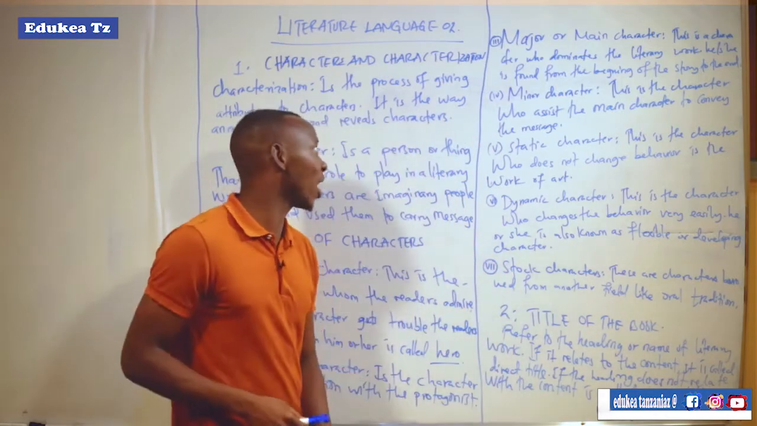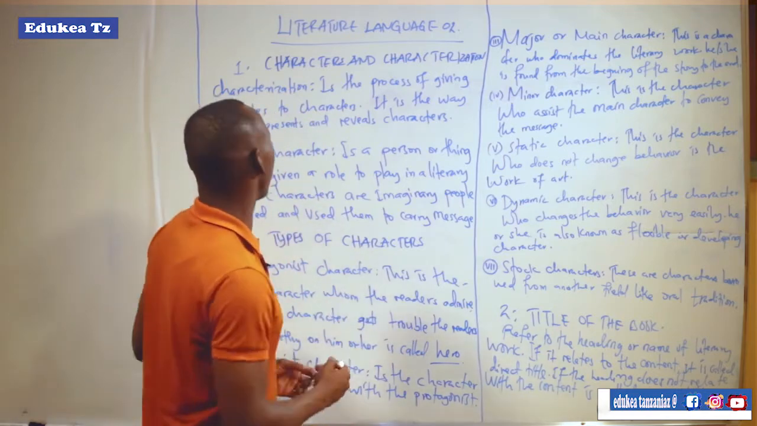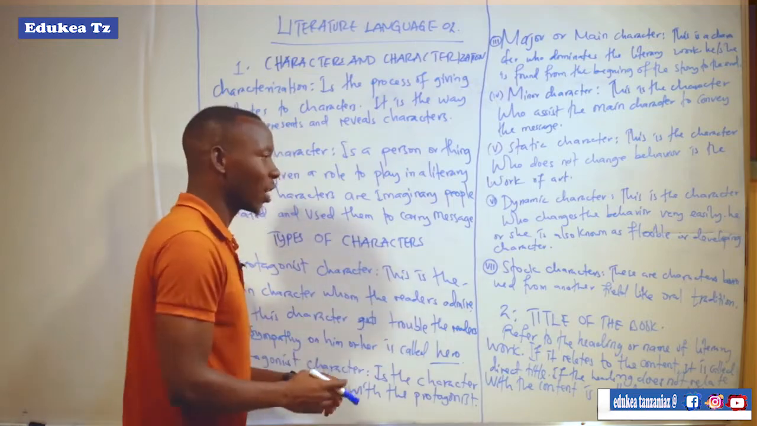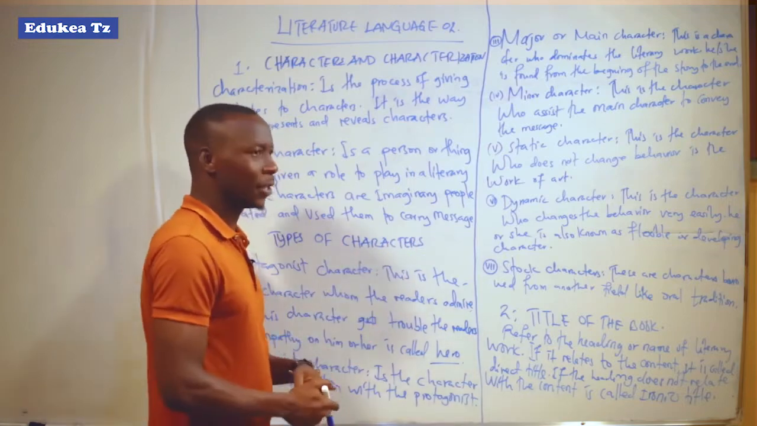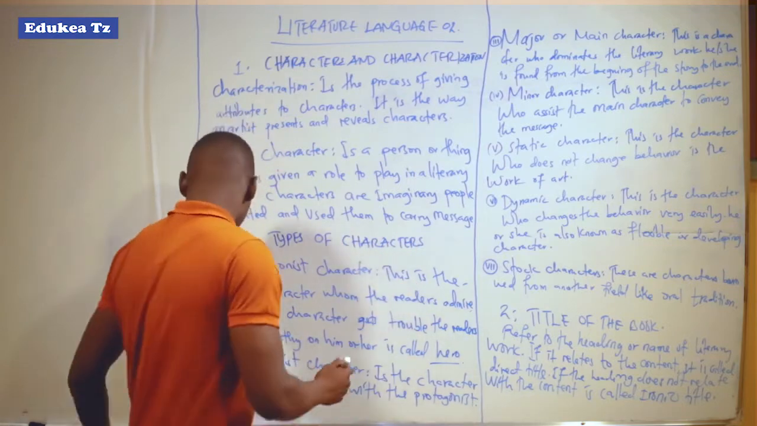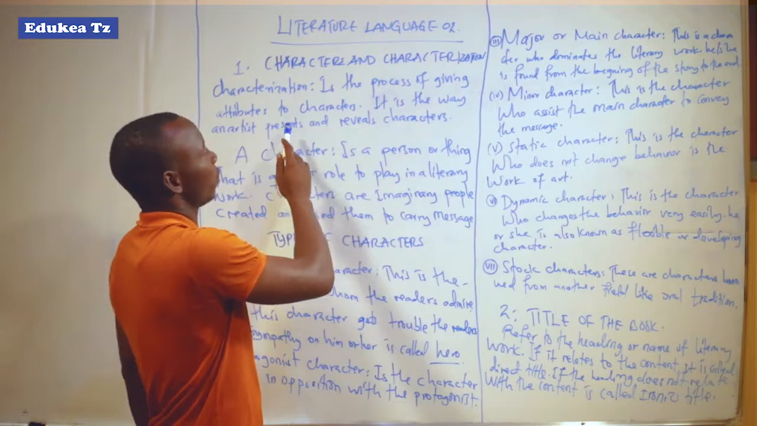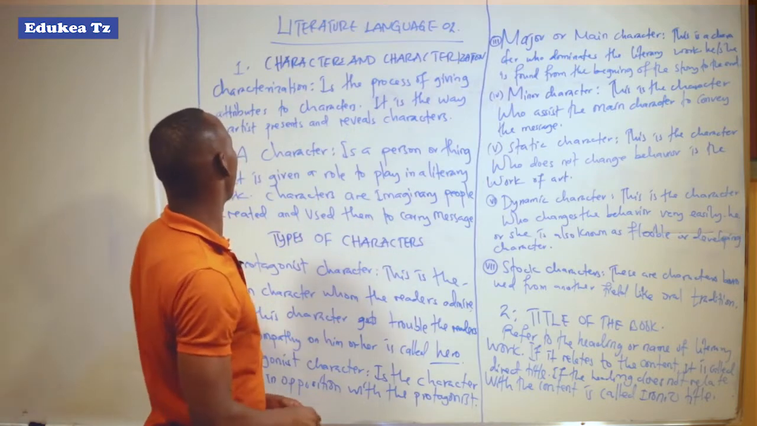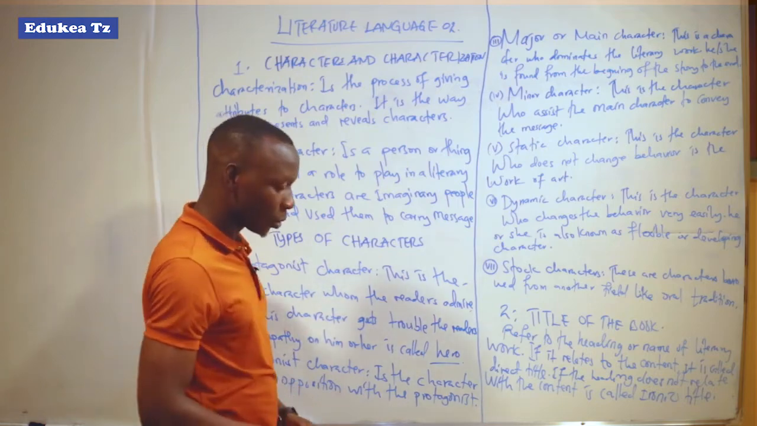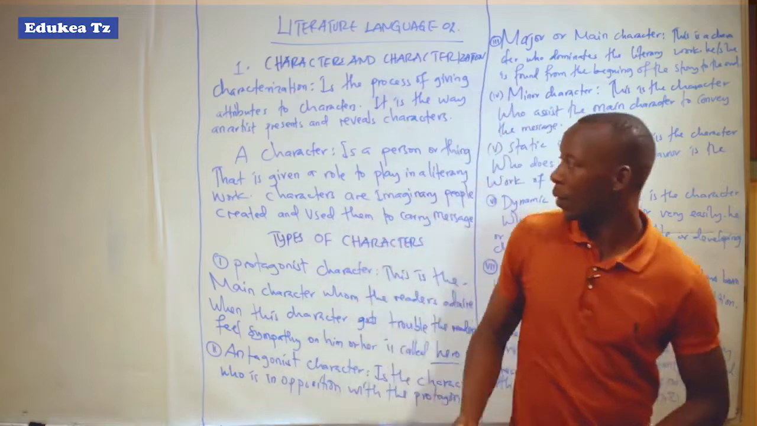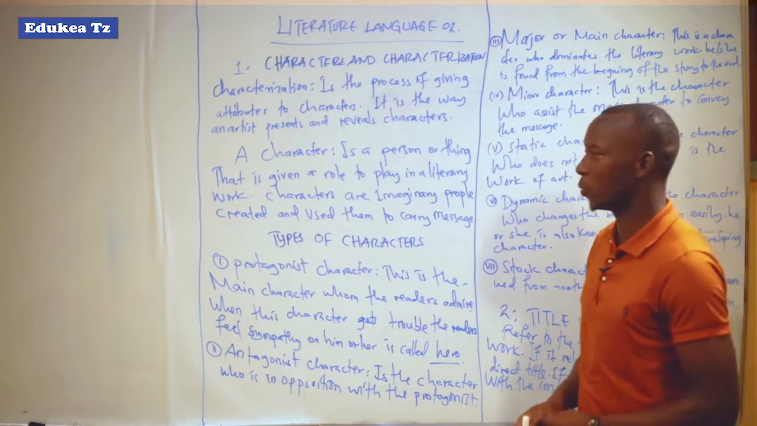So today, as we are talking about character and characterization, let us see what characterization is. When we are talking about characterization, we are talking about the features or the attributes given to a certain character. In the process of giving attributes to the characters, it is a way an artist presents and reveals characters. So the way the artist or the writer has decided to present the characters, that is what we call characterization.